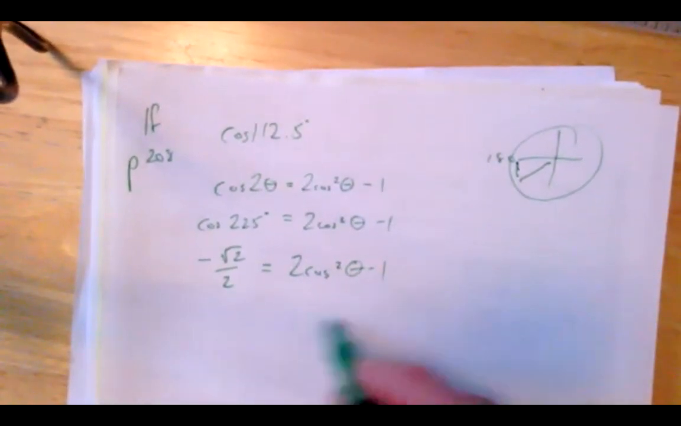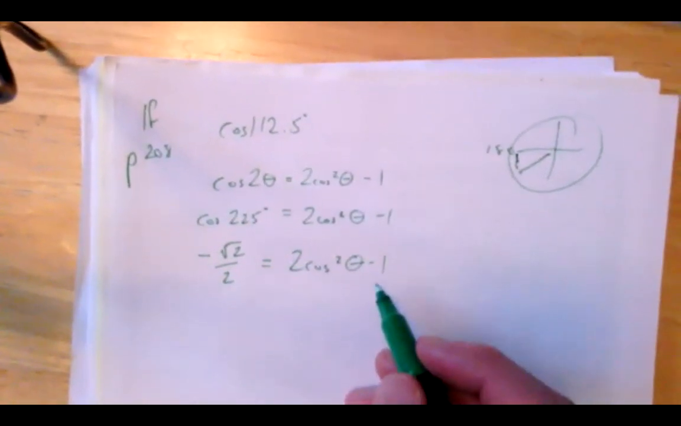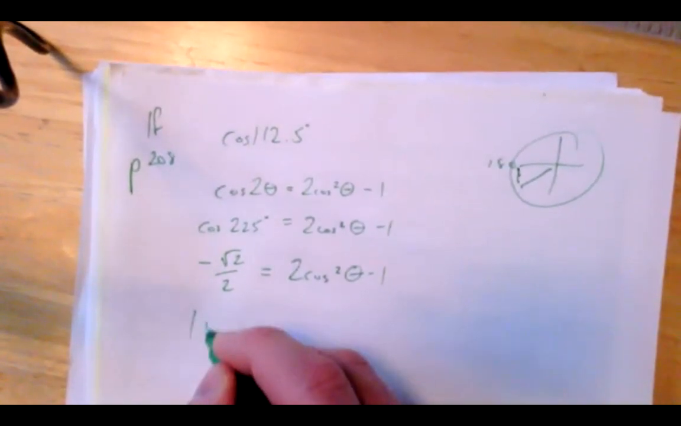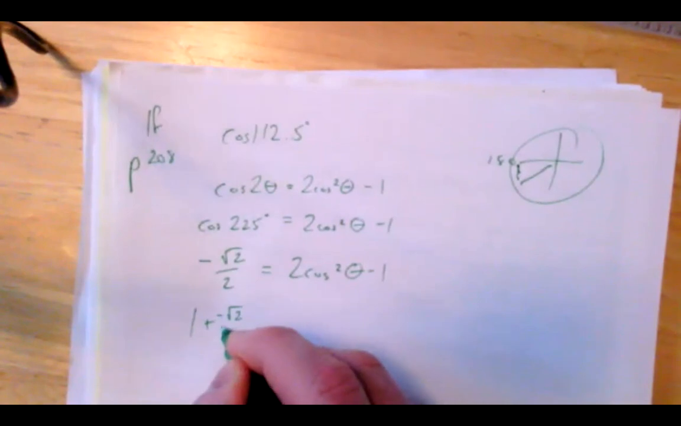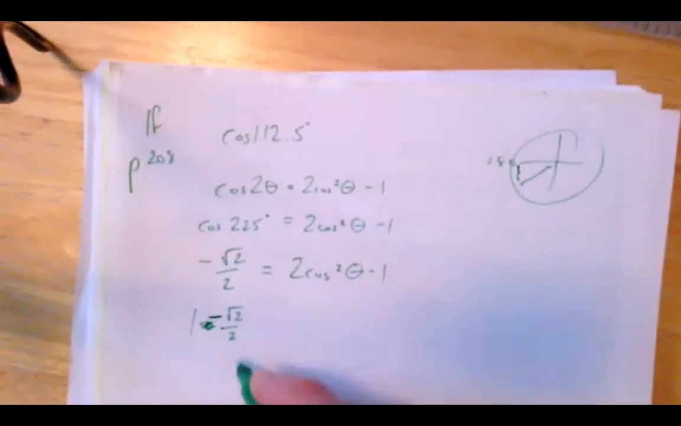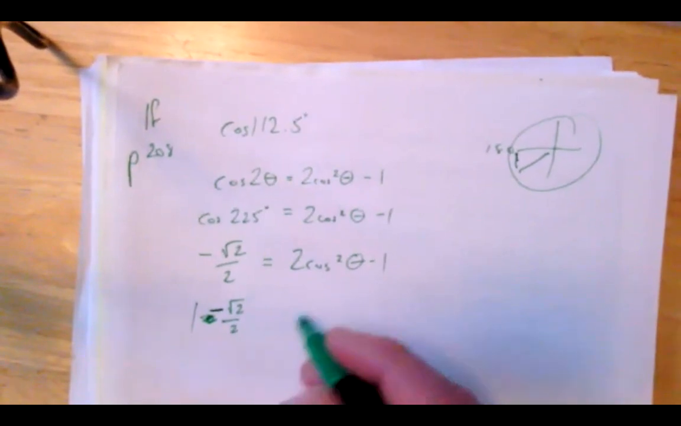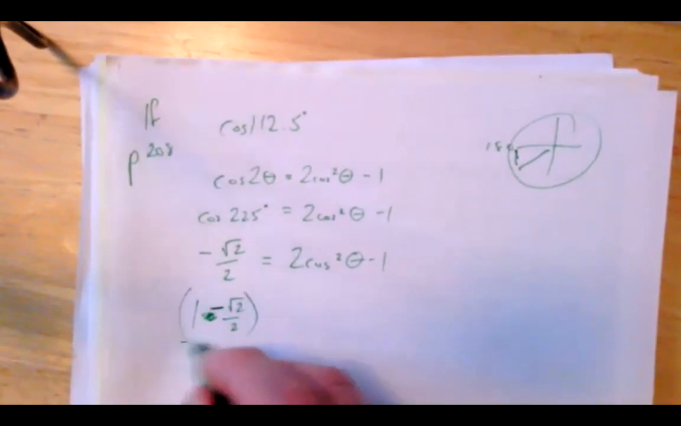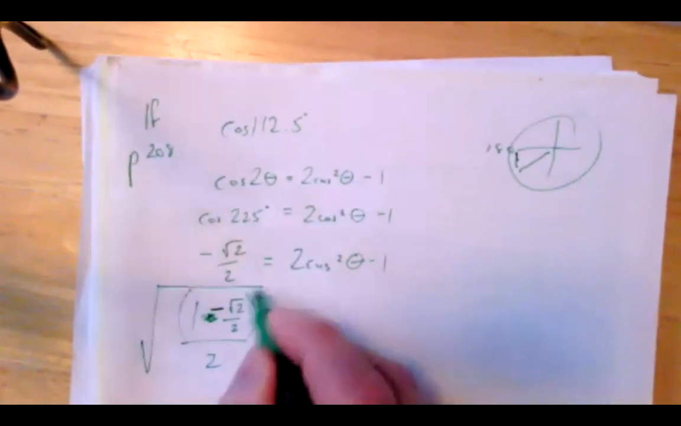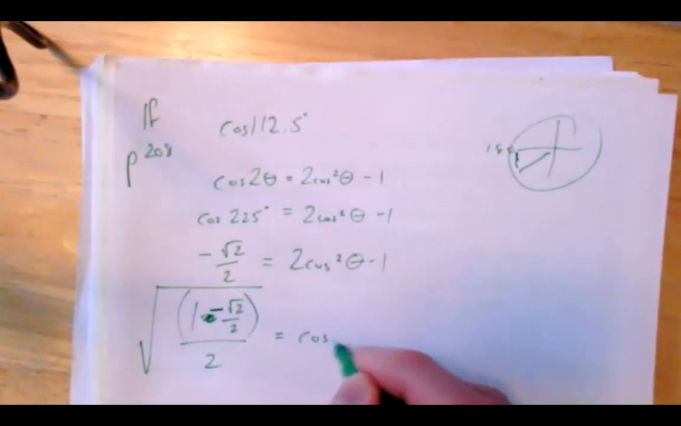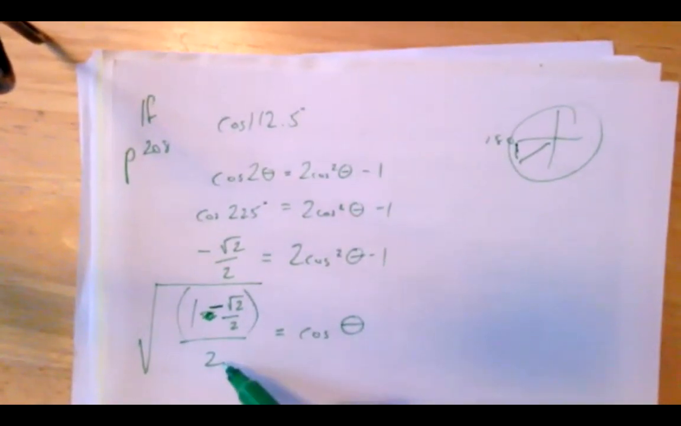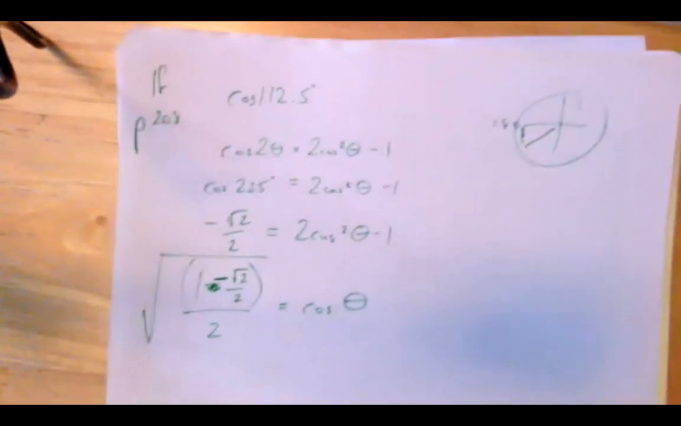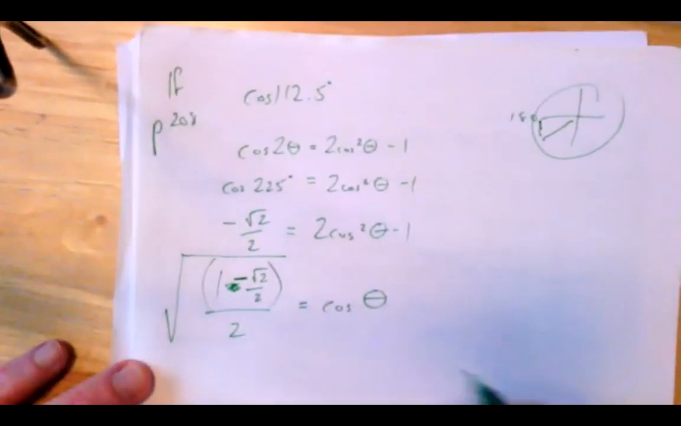So now I'm going to start isolating the cos squared. 1 plus negative root 2 over 2, which is 1 minus root 2 over 2, and then that whole thing is divided by 2, and then the whole thing is rooted, equals cos theta. Before I go any further, is this kind of what you were doing? Yes, but then there was lots of stuff at the end and it got messy. Okay, so I'm going to keep going. Yes, please.